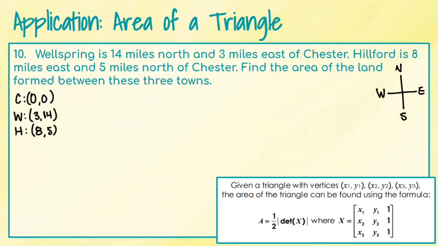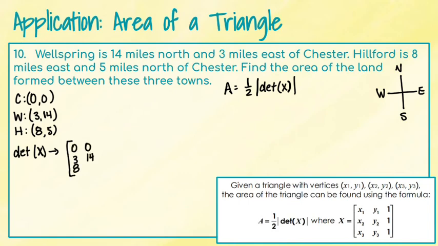So the area is 1/2 the absolute value of the determinant of x. So we need to go figure out what the determinant of x is. And to do that, we start with a matrix. So we have 0, 3, 8, 0, 14, 5, 1, 1, 1. And then we have to copy down the first 2 columns. And then do our downs and our ups.